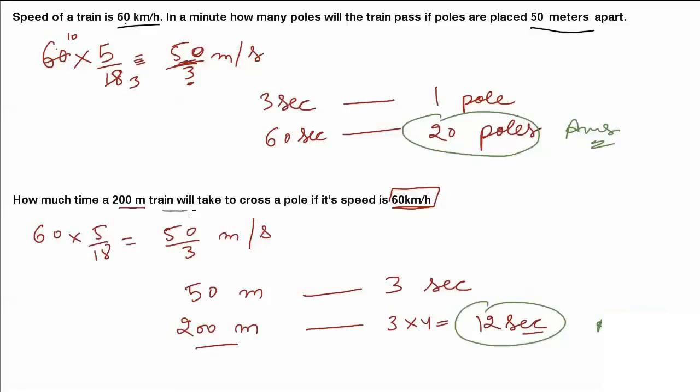You should understand one thing here. If there is a train, and it has to pass a pole here. There is a pole, so it will pass the pole after it covers its own length. So it starts like here and it has to cover its own length. That's why we use this formula, and that's our answer.